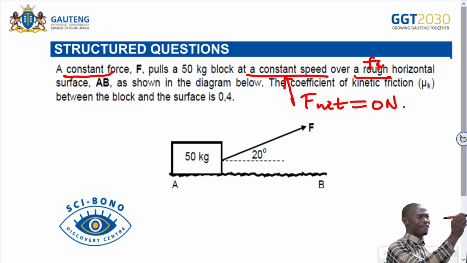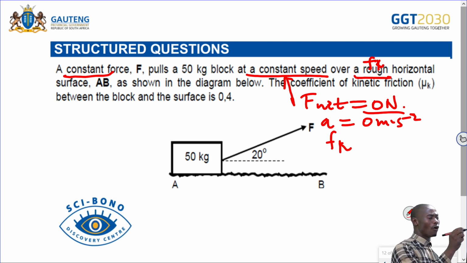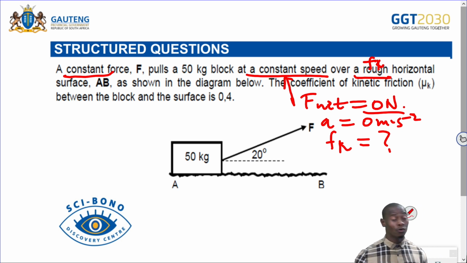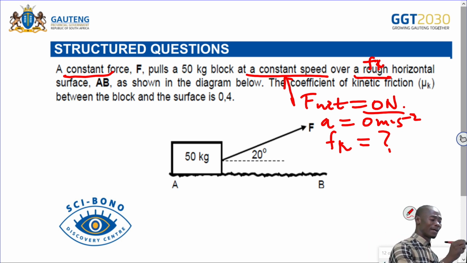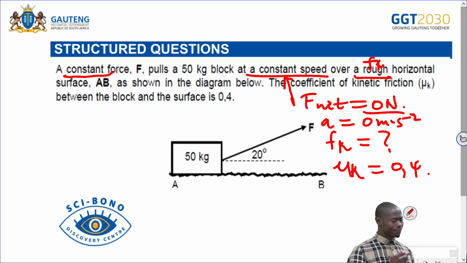Here I'm giving F net, right? I'm giving acceleration as 0 meters per second squared. You are also given Fk. You are not given the magnitude of Fk, but already you know that there's Fk, although you don't know the magnitude of it. But I'm giving here mu k, which is equal to 0.4. Remember, the coefficient has no units. So this is what is given, right? So we are given this, okay?